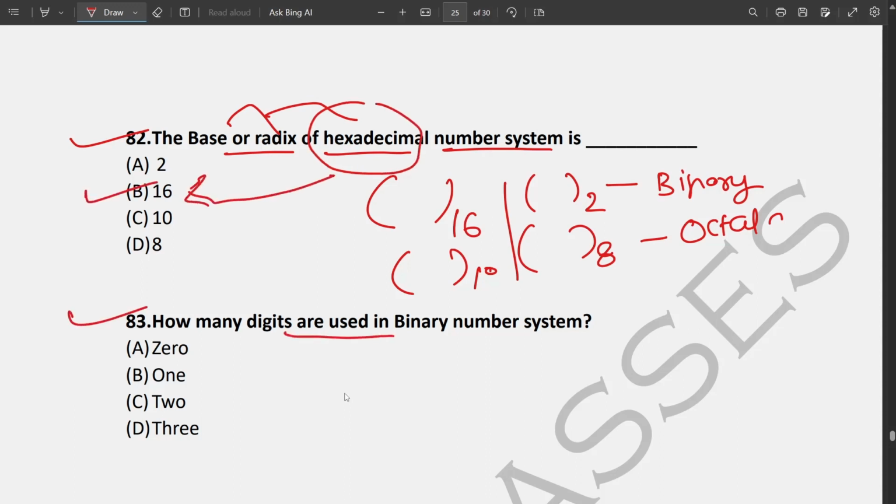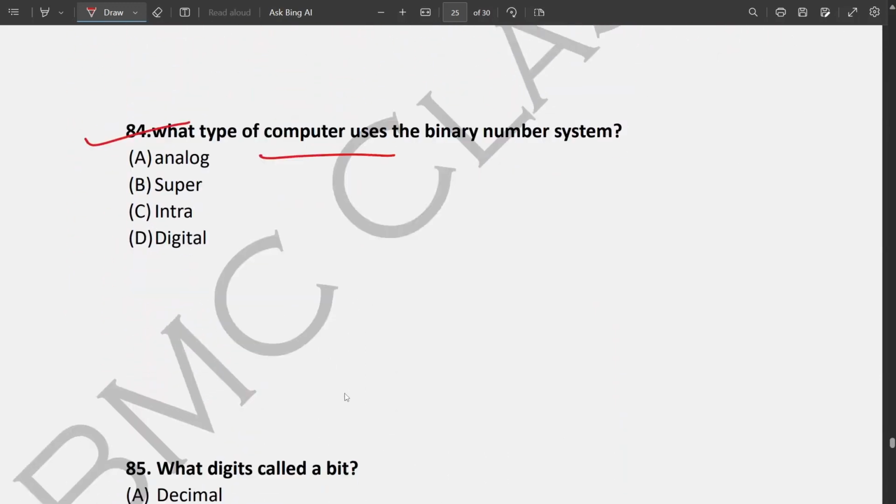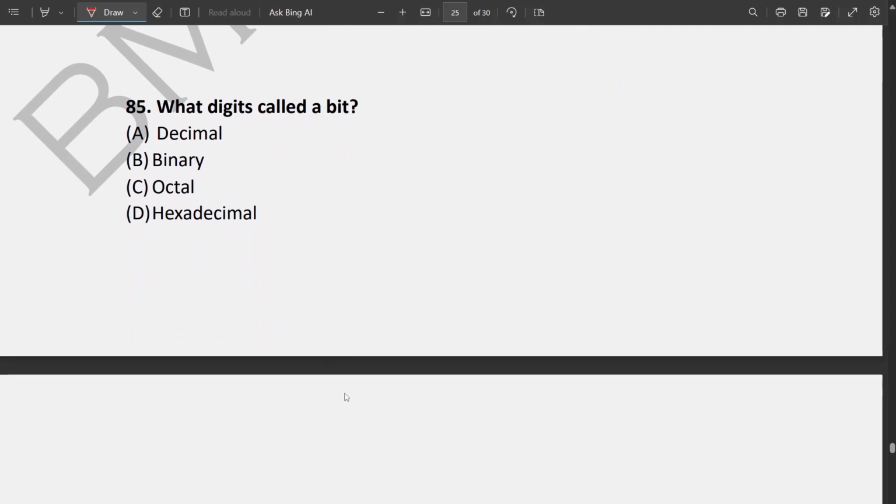How many digits are used in binary number system? Binary has only 0 and 1. So the answer will be 2. Option number C is correct. Only 2 digits are used in binary number system. Next, what type of computer uses the binary number system? Analog? No. Super? No. The answer will be option number D, digital. Next, what digit is called a bit? The answer will be binary.